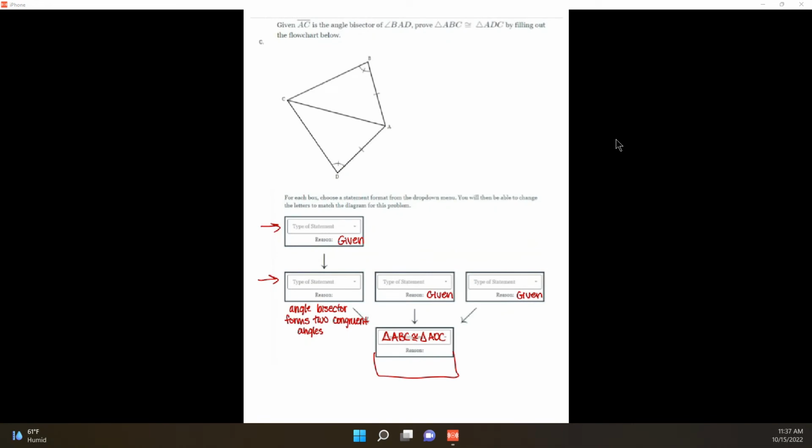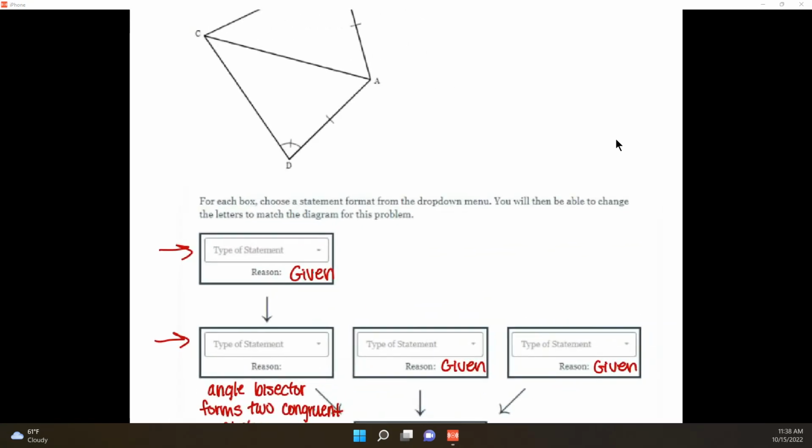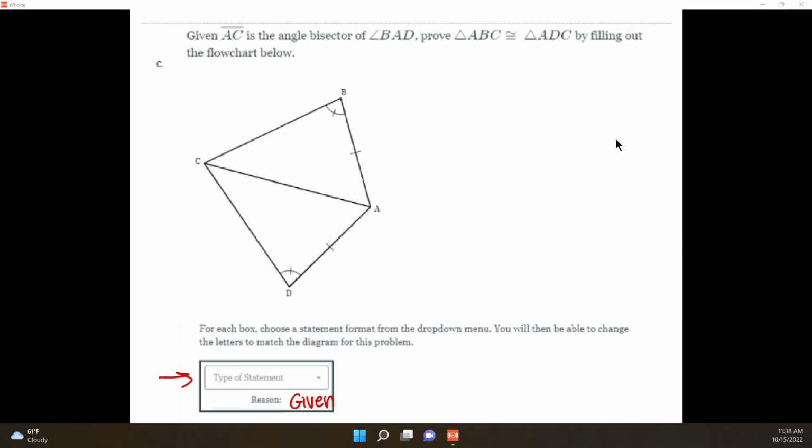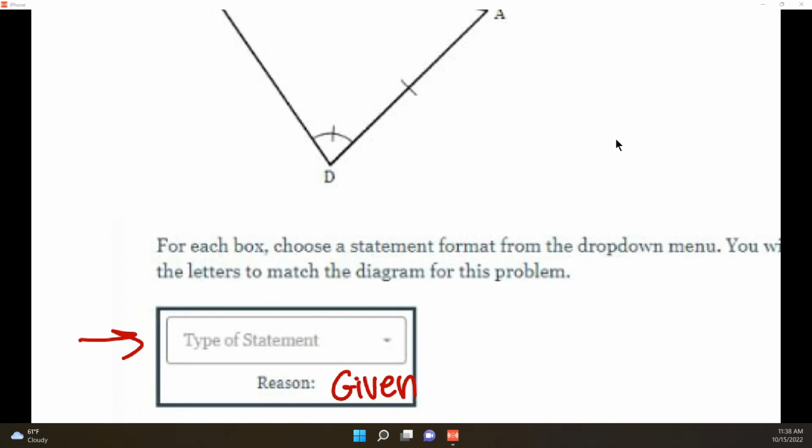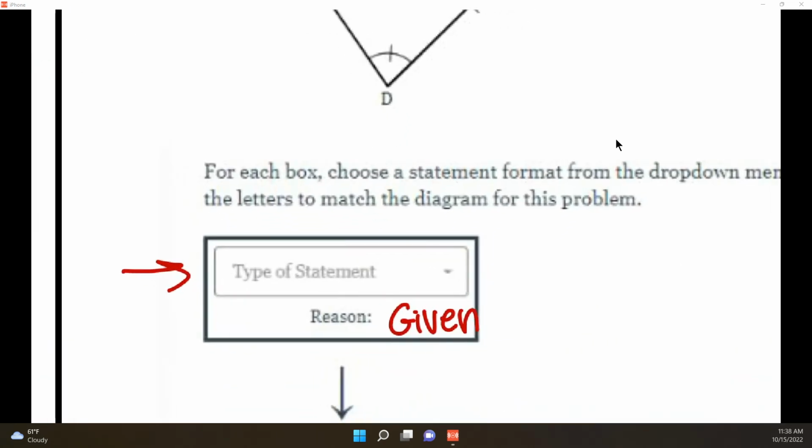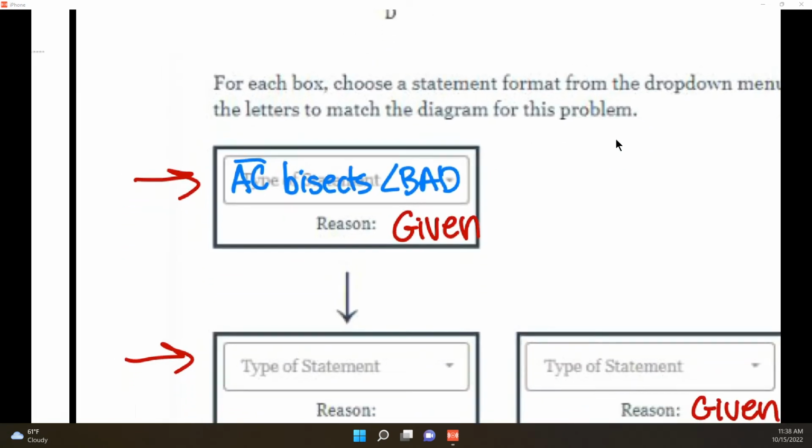All right, we got one last one to take a look at. And so remember, if you see one like this on the midterm, you're going to have a lot of information pre-filled out for you. So it's just a matter of you filling in the blanks. For example, we always want to start with the information that's given to us at the top of our problem. So we've been given that AC is the angle bisector of BAD. So AC bisects angle BAD, and the reason is because that was given to us.